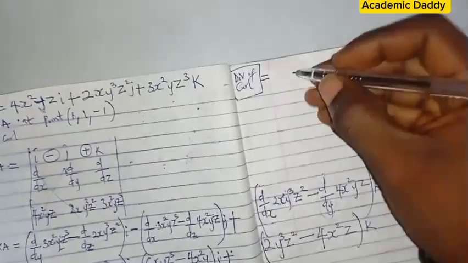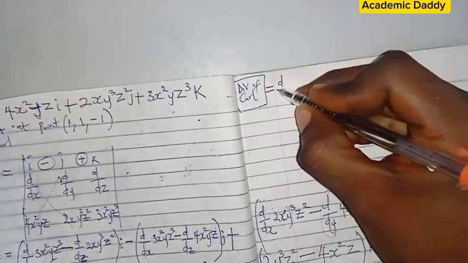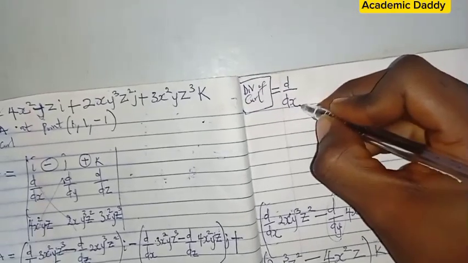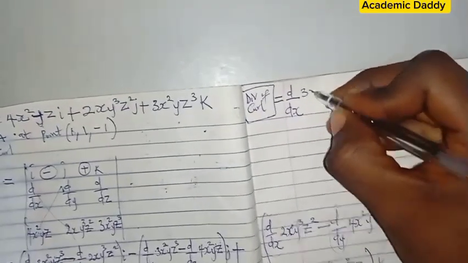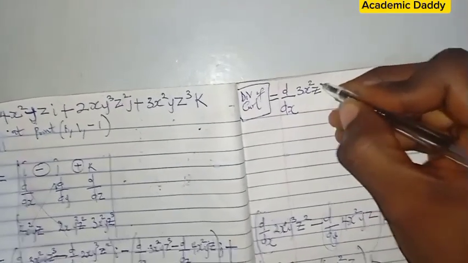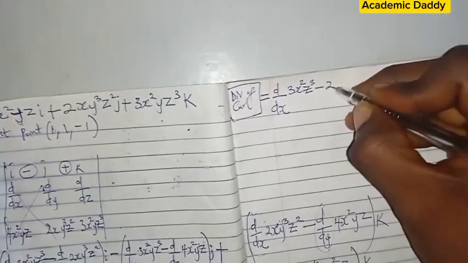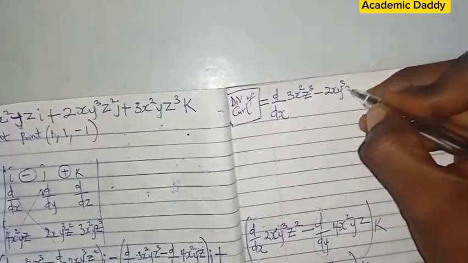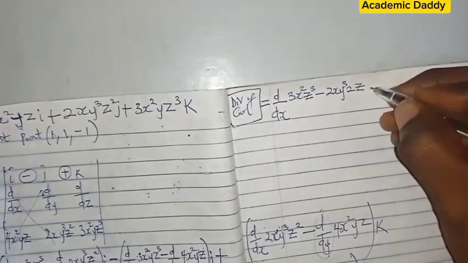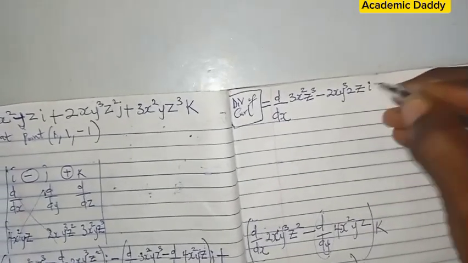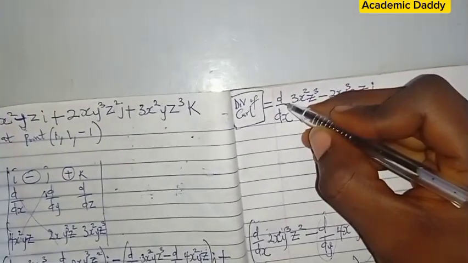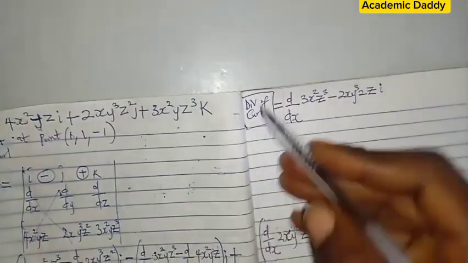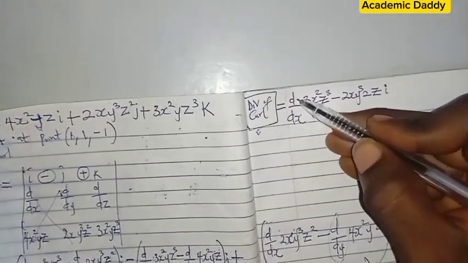So to find the divergence is simply going to be d with respect to dx, then 3x squared z cube minus 2x y cube 2z, and notice that it's carrying I. Is it not true? Yes. Then remember that this is our v formula. V formula is always carrying the I.